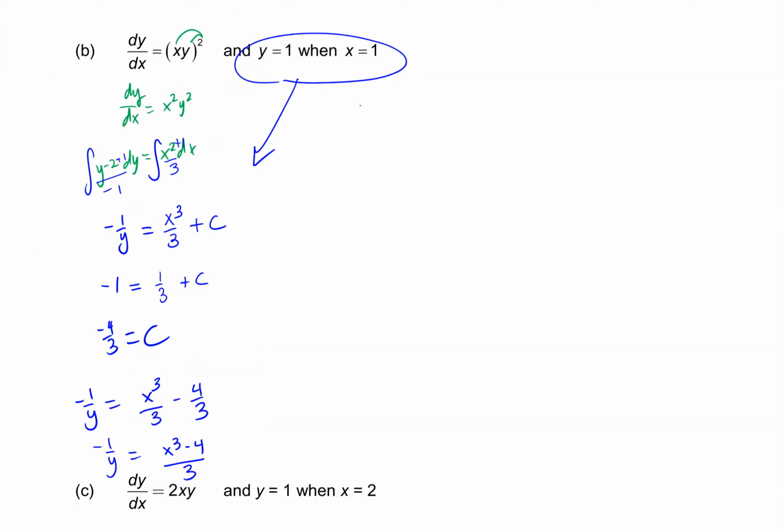So I can write this as negative y is equal to 3 over x cubed minus 4. Multiply both sides by negative 1, so I have y equals negative 3 over x cubed minus 4.